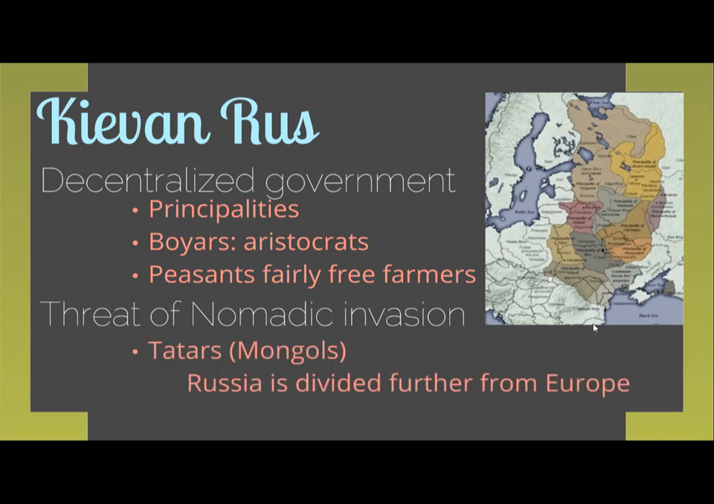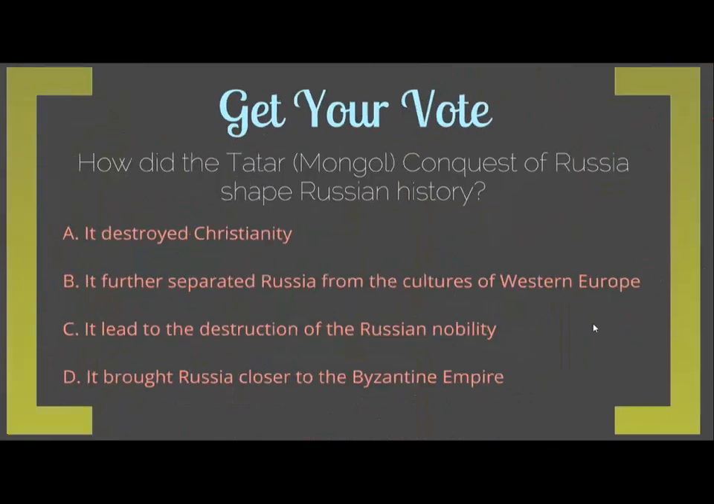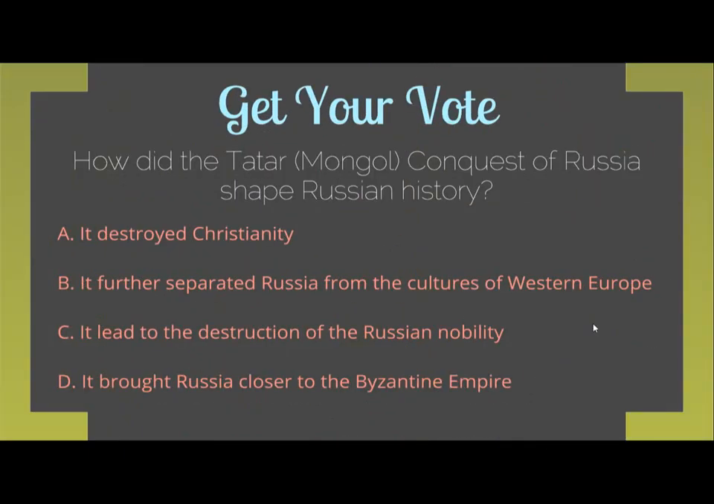There's going to be a threat of nomadic invasion, the Tartars, known as the Mongols, and then from this point on, Russia will be divided further from Europe. We don't talk too much about Russia, unfortunately. How did the Tatar-Mongol conquest of Russia shape Russian history? Basically what it did is it further separated Russia from the cultures of the Western world.